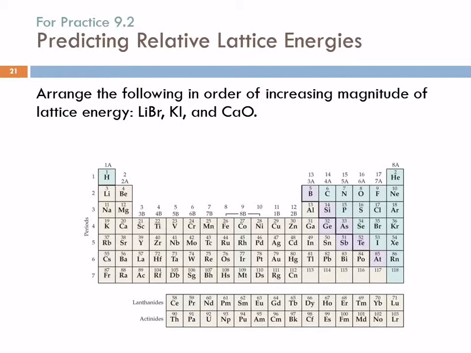Well, what ions do we have in here? Lithium is +1 and bromide is -1. Potassium is +1, iodide is -1. Calcium is +2 and oxygen is -2.